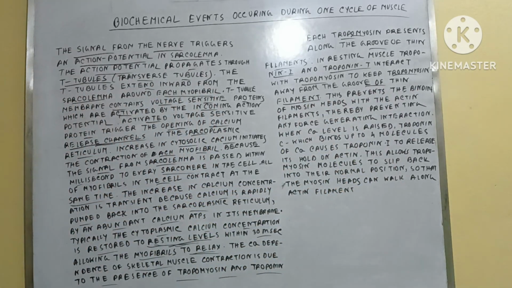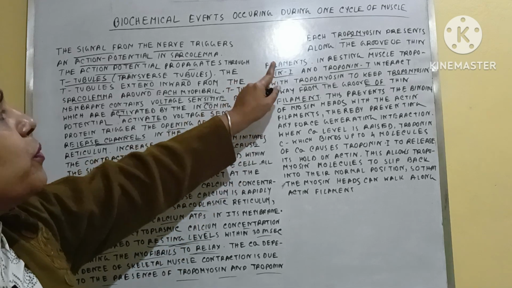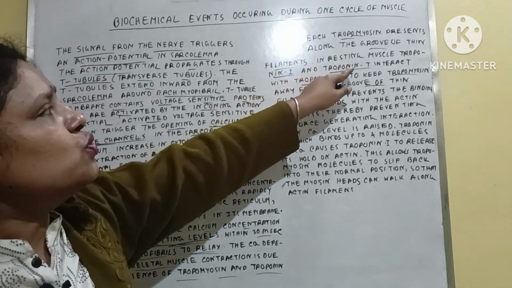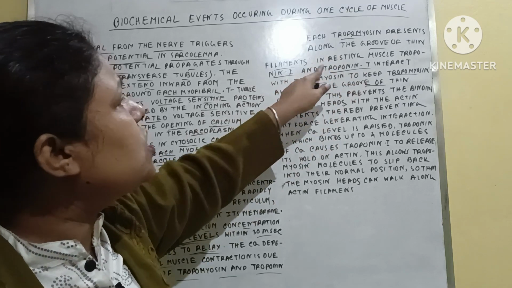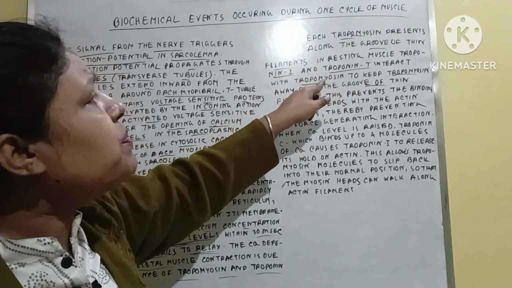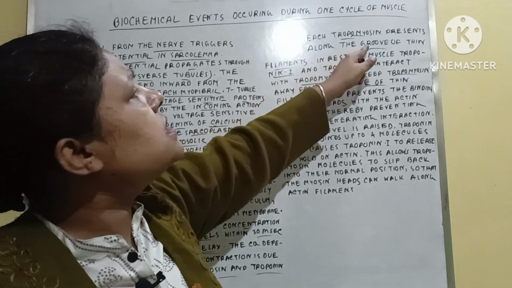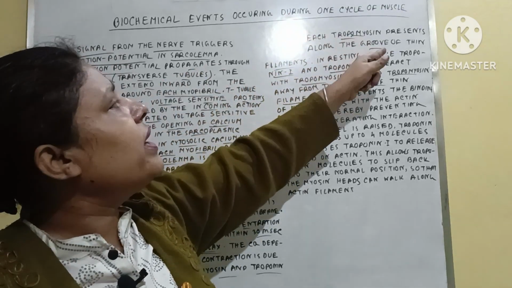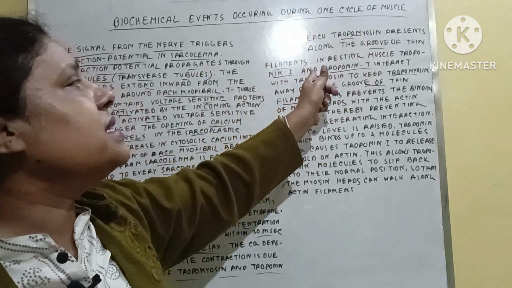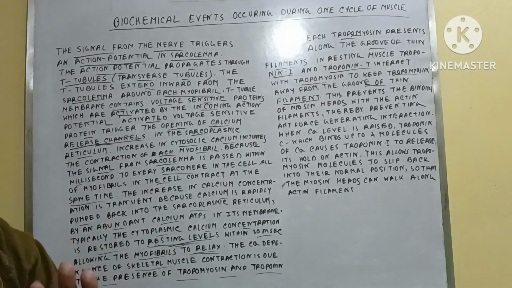So what is being said is that when troponin I and troponin T are both connected, they connect with the tropomyosin and keep the tropomyosin away from the thin filament. Clear? That means when the tropomyosin comes into the thin filaments, then muscle contraction may be possible.